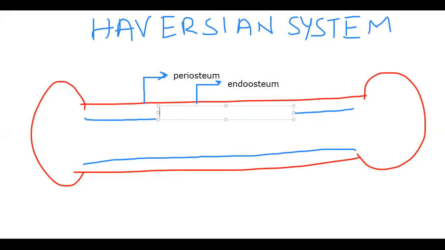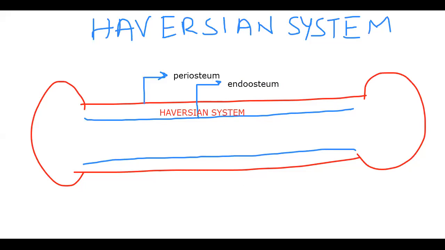So between the periosteum and endosteum, the Haversian system is present. Haversian system, a system which can provide the nourishment to the tissues of this area. Let me change the color so you can understand much better, with red color. Okay. So that is Haversian system. Where the location is, there I made the labeling. So that means between the periosteum and endosteum, Haversian system is present.